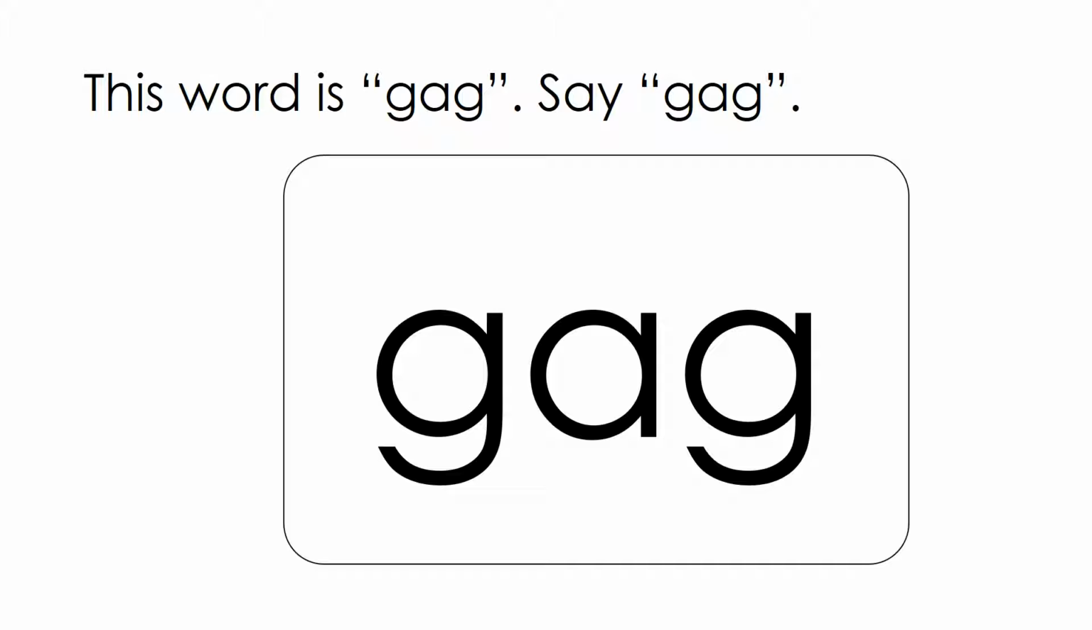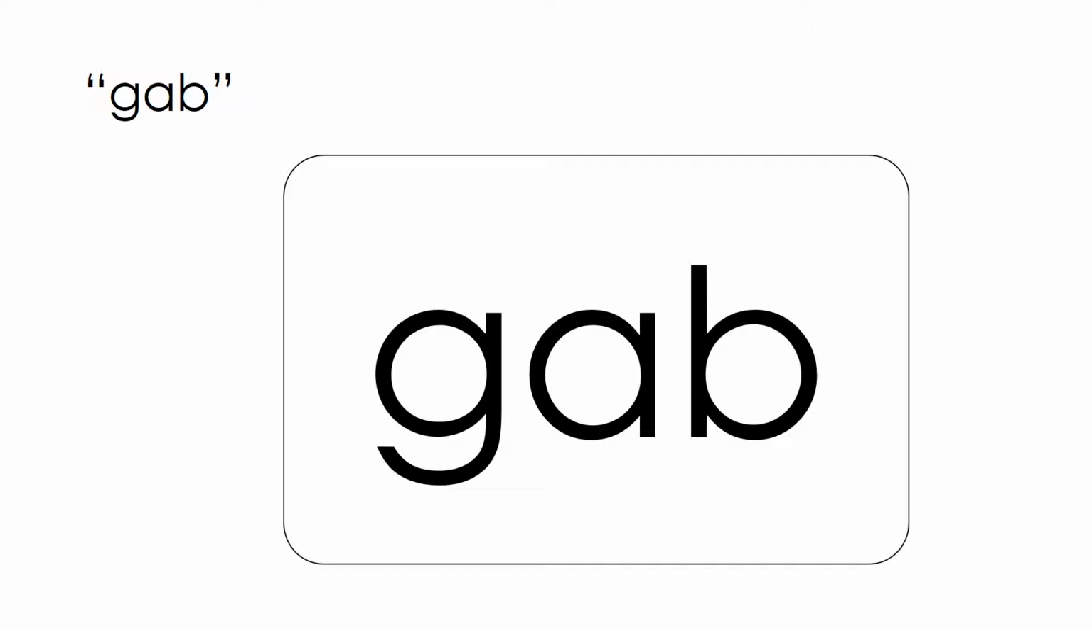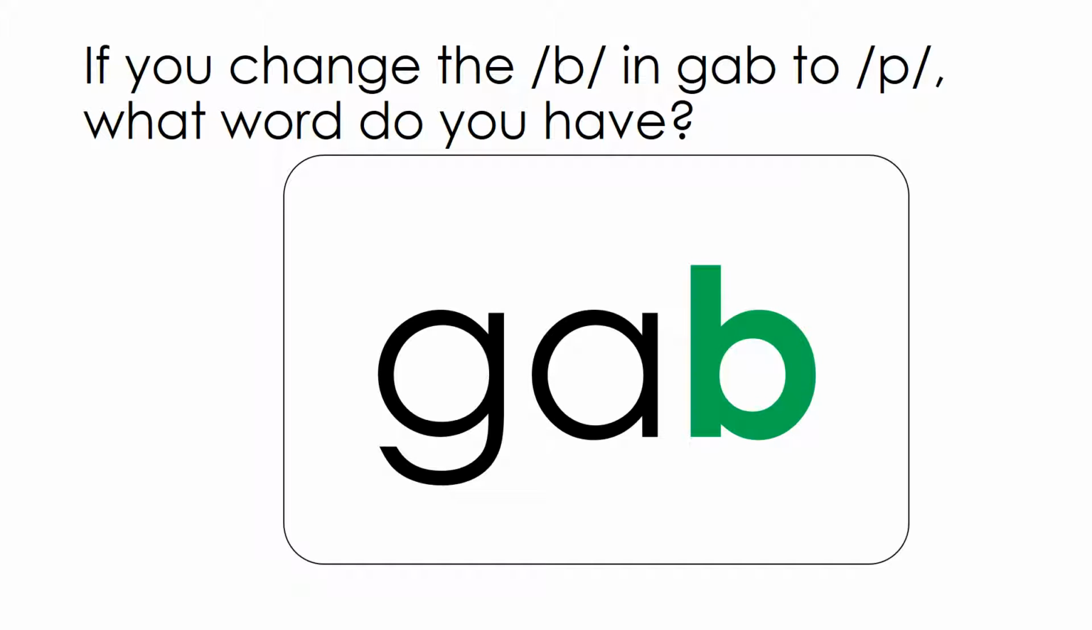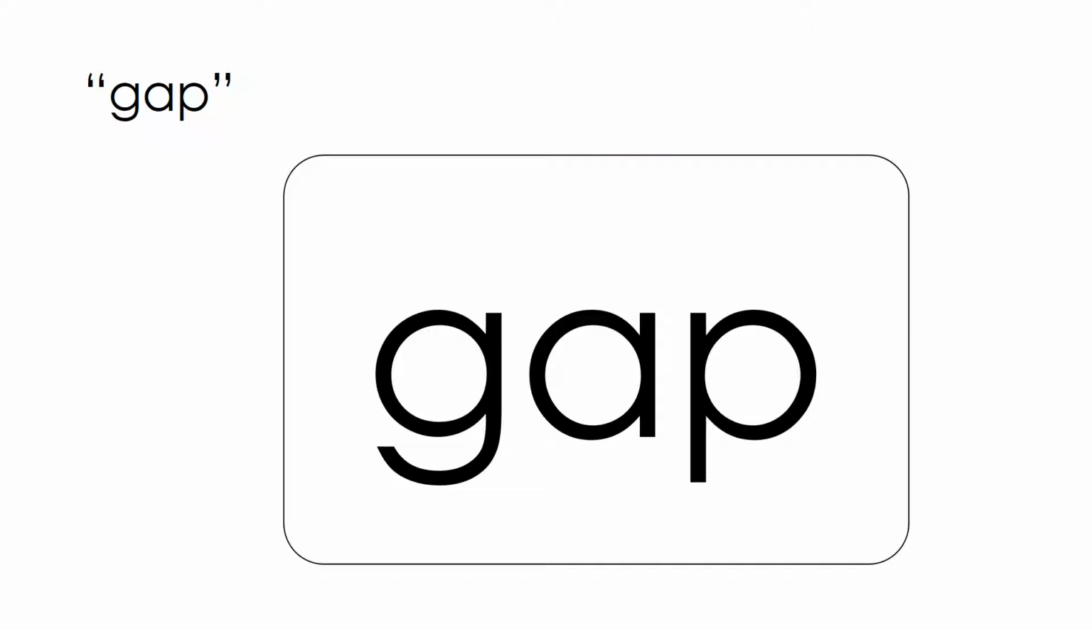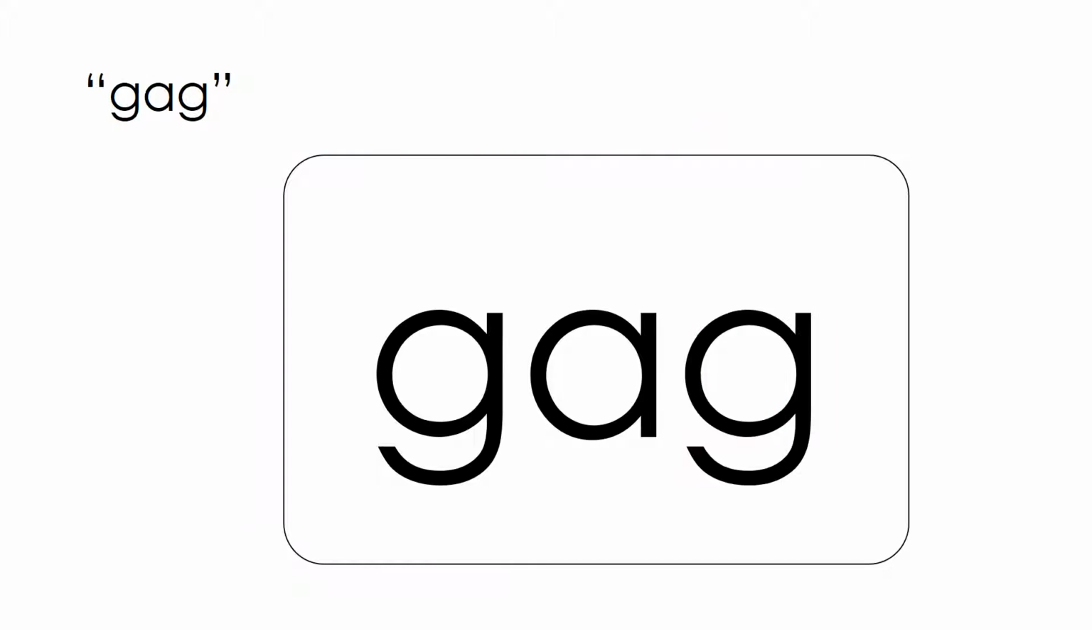This word is gag. Say gag. If you change the G in gag to B, what word do you have? Gab. If you change the B in gab to P, what word do you have? Gap. If you change the P in gap to G, what word do you have? Gag.